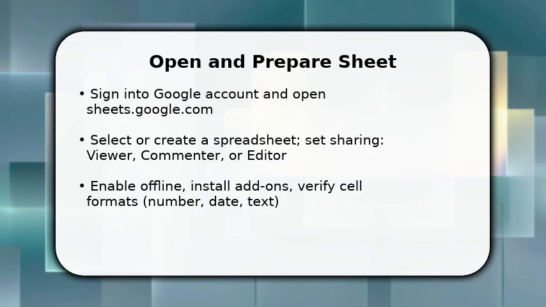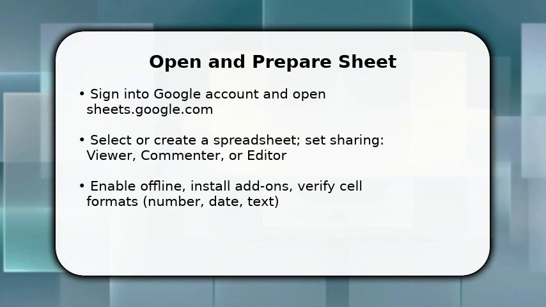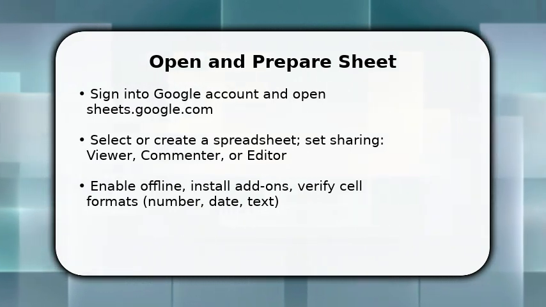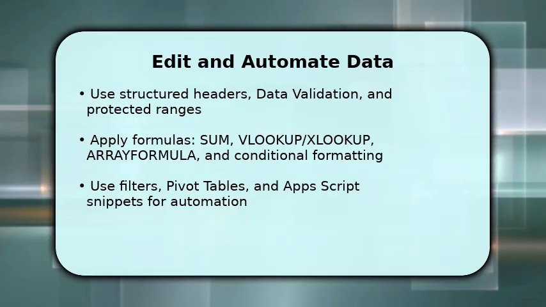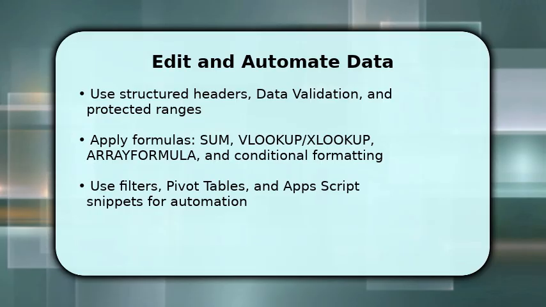Once done, move to data entry with consistent headers and locked ranges for critical cells. You now perform the core edits and add logic. Start by entering data under consistent headers and apply data validation to prevent bad inputs. Use formulas like SUM and lookup functions. Choose array formula for repeated patterns.